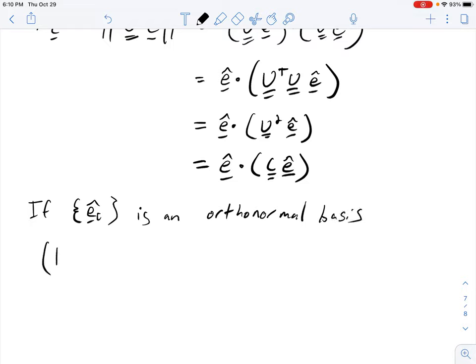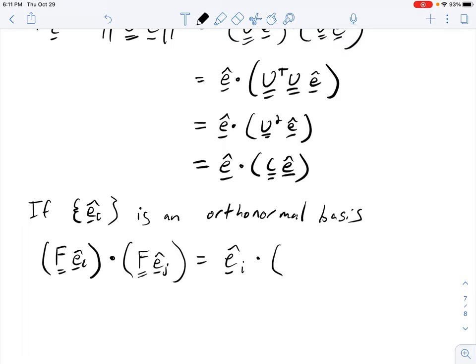Then we have that F acting on E_i. So E_i is an orthonormal basis for the reference configuration, and we're going to deform them by F. So this is like, hey, what if we take a cube? What happens to its sides if we deform them? Well, that is equal to E_i.